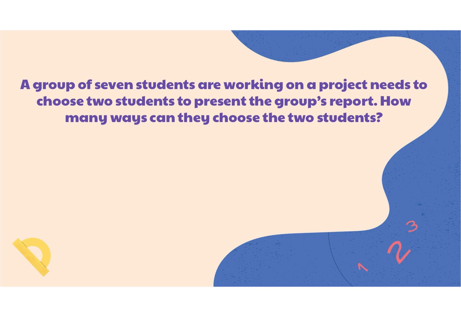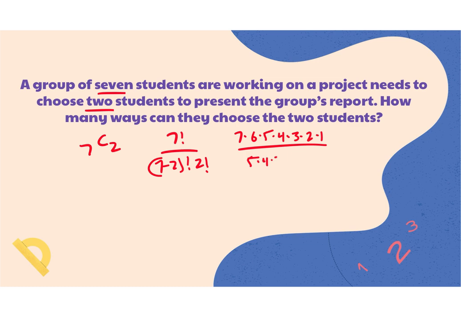Let's do it. 7 students are working on a project and 2 students need to present. It doesn't matter if you're picked first or picked second, you're still going to be a presenter. So this becomes 7 choose 2. This becomes 7 factorial over 7 minus 2 factorial times another 2 factorial. So 7, 6, 5, 4, 3, 2, 1 over 5, 4, 3, 2, 1 times 2 times 1. So there are 21 different ways you can pick 2 out of 7 kids.